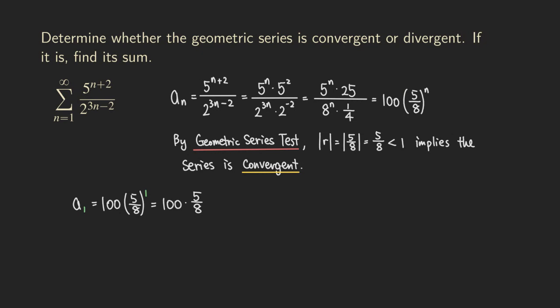Then we can do some cancellation right here. We can divide top and bottom by 4, right? We're going to get 2 here. And then divide the 100 by 4, we're going to get the 25. So the answer would be 125 divided by 2. So now we can actually find the sum.